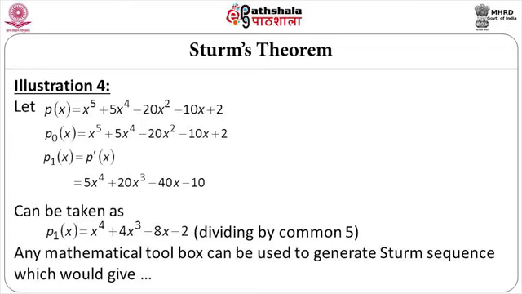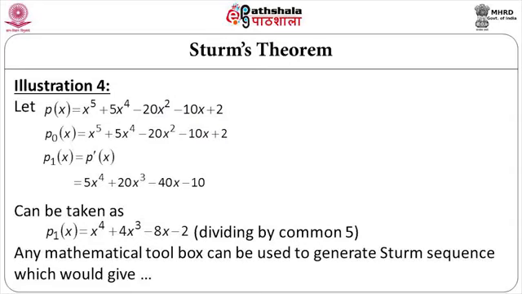So, let us take an example. Let P(x) be x raised to 5 plus 5x raised to 4 minus 20x square minus 10x plus 2. First thing is, let us find the Sturm sequence. The Sturm sequence comes out to be: P0 is the same as P(x), so it is x raised to 5 plus 5x to 4 minus 20x square minus 10x plus 2.